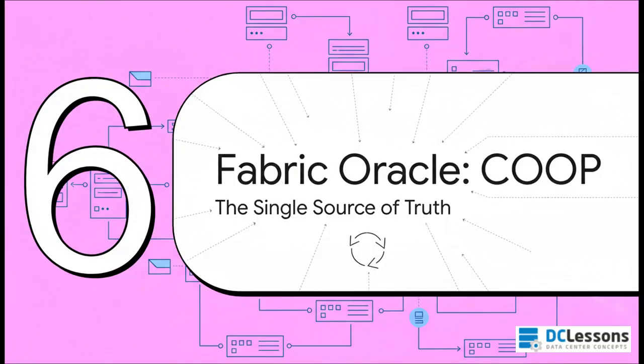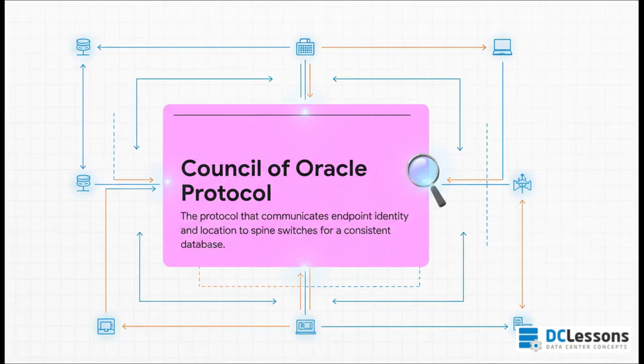So you're probably thinking, how does that even work? How does one little leaf switch know about all these other endpoints across this massive fabric? Well, that's where the real magic, the secret sauce, comes in. And it's a protocol called COOP. COOP, the Council of Oracle Protocol. Yeah, it sounds pretty epic, and honestly, it is. This is the single source of truth for the entire fabric. It's the communication backbone that makes sure every spine has a perfect, up-to-the-minute map of where every single endpoint is.